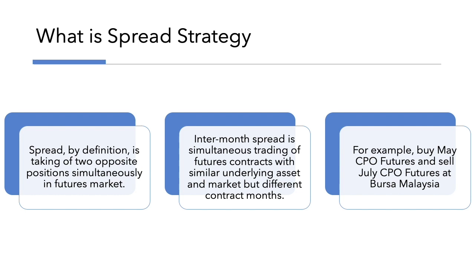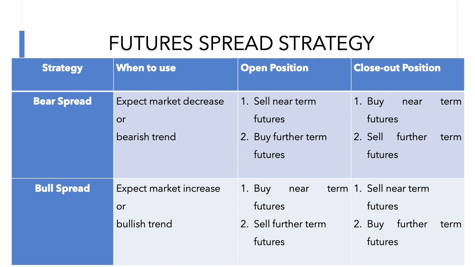If you look at this example, you buy and sell contracts simultaneously. So that is spread. Inter-month means same underlying asset, same market, different contract month. In this example, the underlying asset for both contracts is CPO futures. Both transactions, buy and sell, happen in Bursa Malaysia. So same market. The difference is contract month. You buy the May contract at the same time you sell the July contract. So this is inter-month spread.